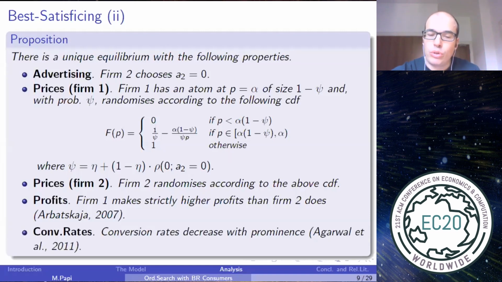The equilibrium has also the property that conversion rates decrease with prominence. That is, despite the fact that the prominent firm one makes higher profits than firm two, the less prominent firm exhibits higher conversion rates, meaning that buying customers are more likely to buy from lower positions. This result is consistent with and can help explain well-documented empirical evidence.